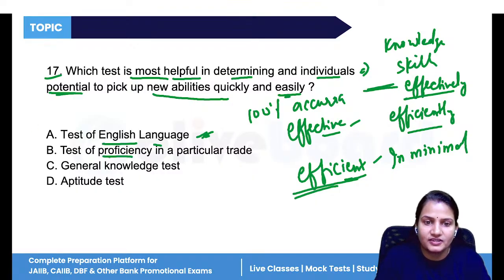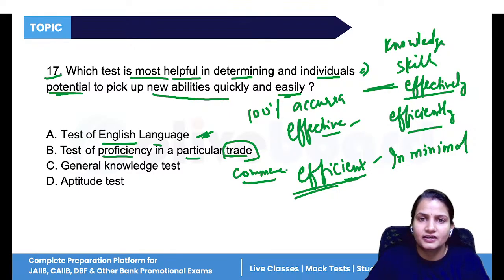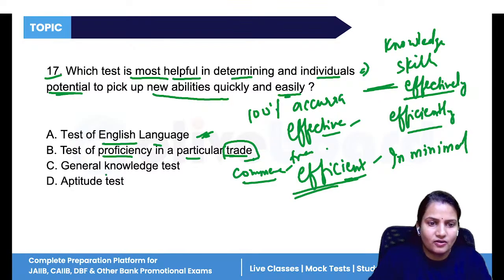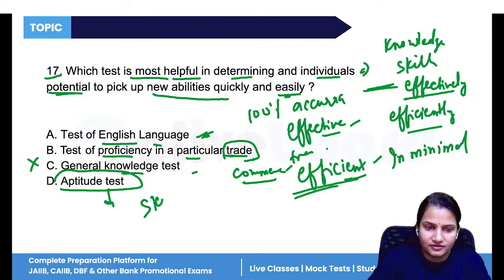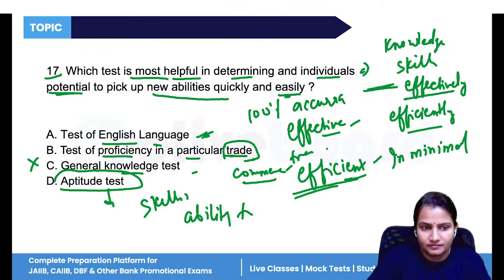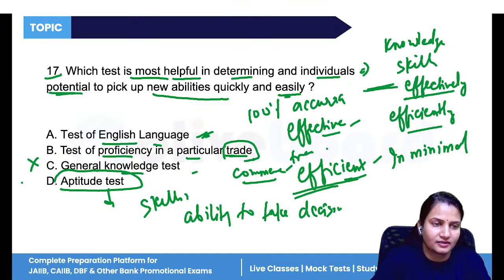Test of proficiency in a particular trade. Trade is related to commerce, related to transactions. So this will not work. General knowledge test, not this. But aptitude test means aptitude signifies your skills, your ability to take decisions. So option D is the correct answer.